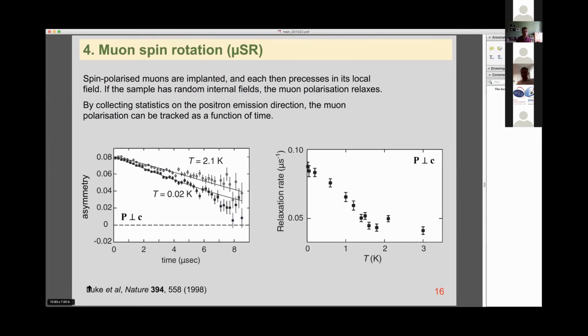This is from the first measurement of strontium ruthenate by muon spin rotation, published in 1998. Here's the positron emission asymmetry, in other words, the muon polarization as a function of time. Here at 2.1 Kelvin, what they saw was a steady decrease in the muon polarization. So that's due to internal nuclear magnetic fields. Going to lower temperatures, this relaxation rate increases. And if you plot the relaxation rate versus temperature, that increase is seen to onset at TC. So there appear to be random internal magnetic fields associated with the superconductivity.